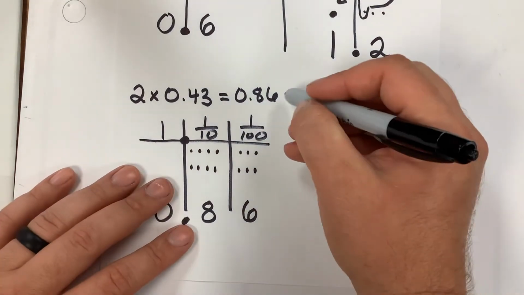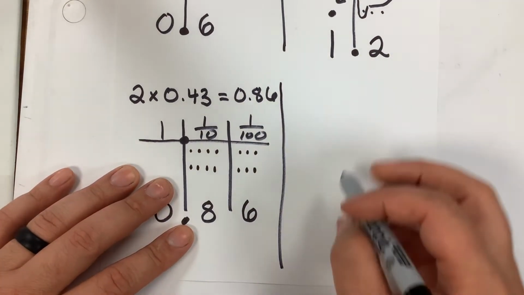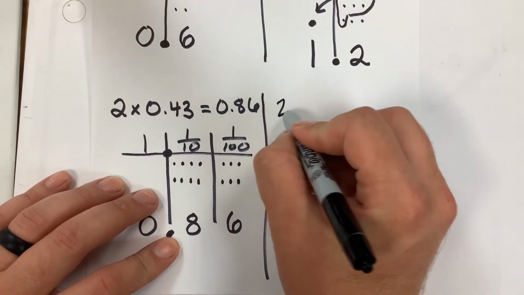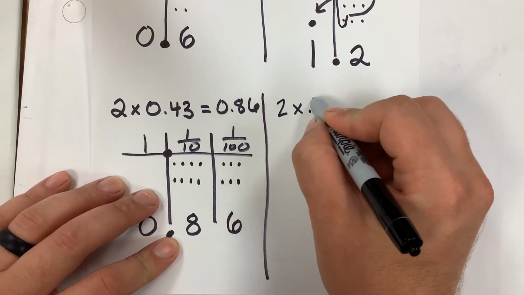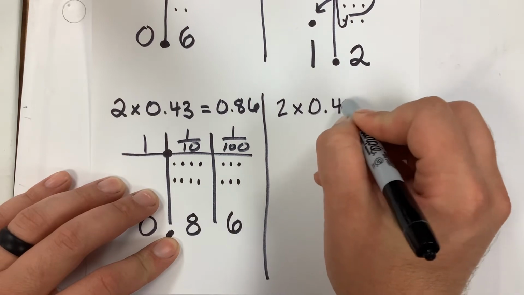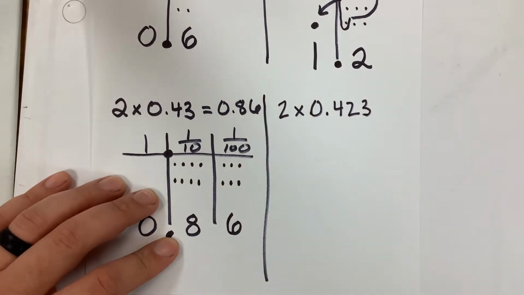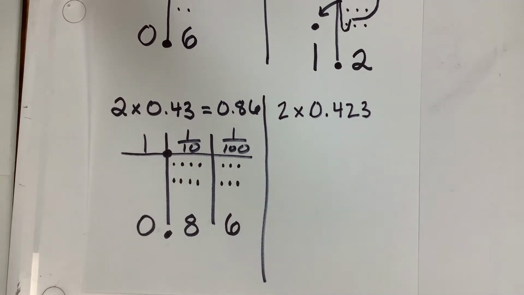All right, well, let's crank it up a little bit again. Let's say now I have 2 times 423 thousandths.